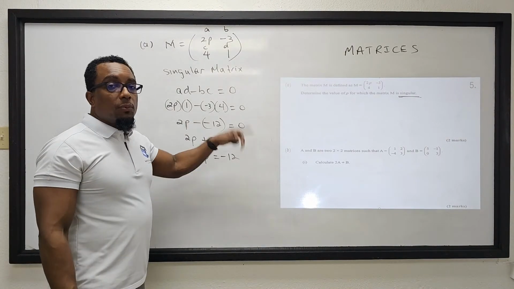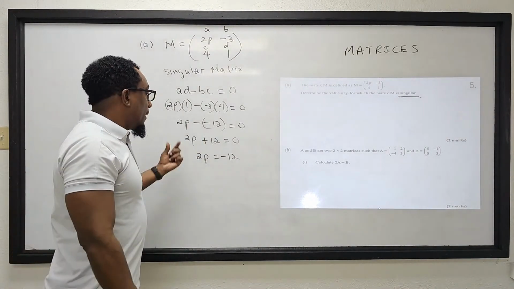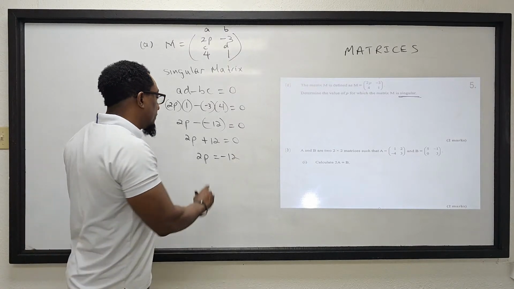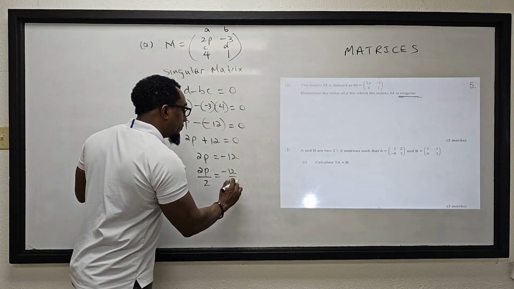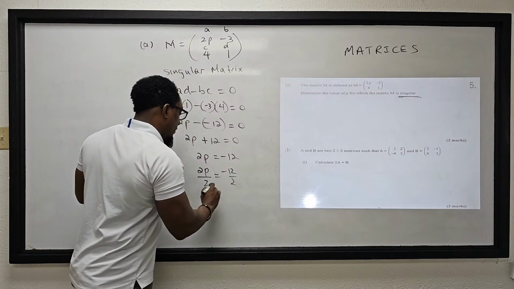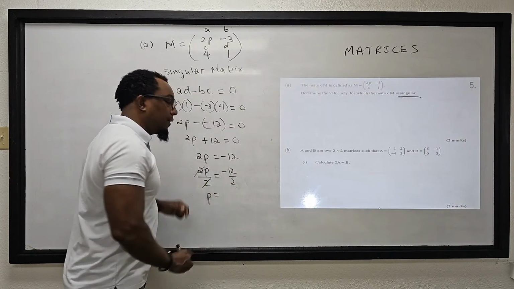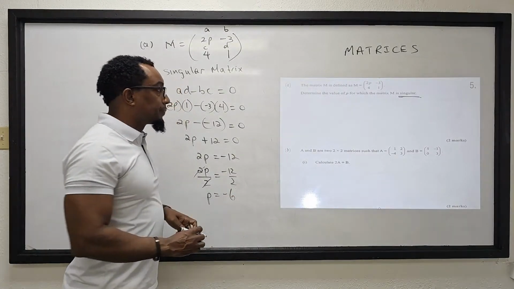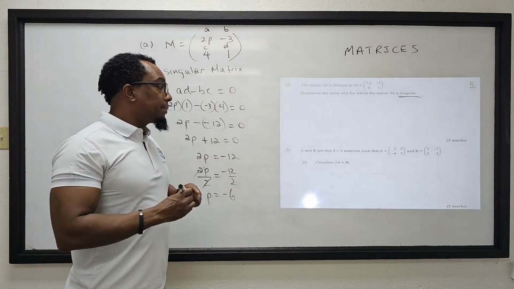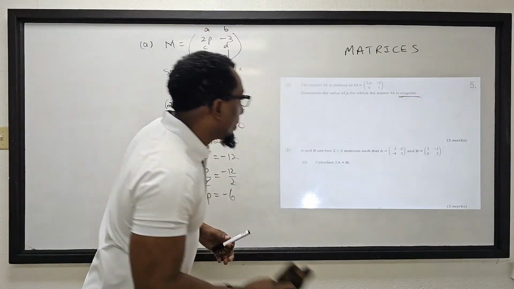We can take the positive 12, bring it over, change the sign. And then to get p by itself, I'm going to divide both sides by 2. When the two 2's divide into each other, p is equal to negative 12 by 2 is negative 6. That's the result for p. Let's look at part B.